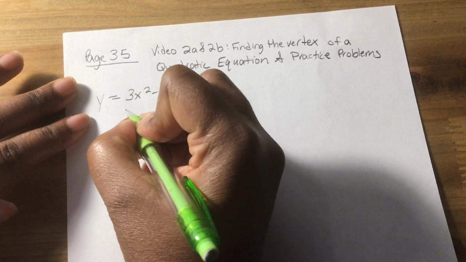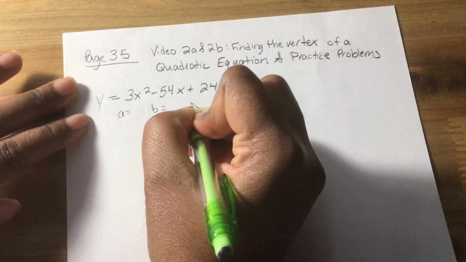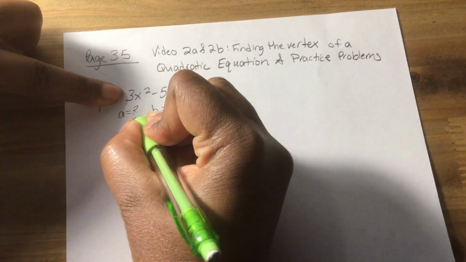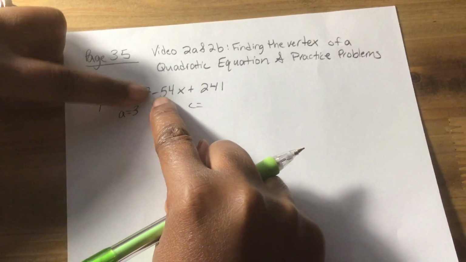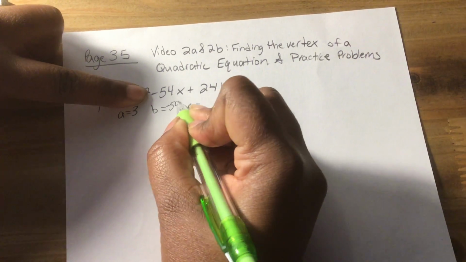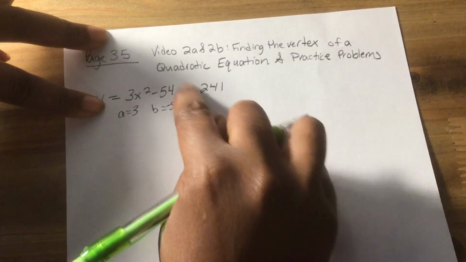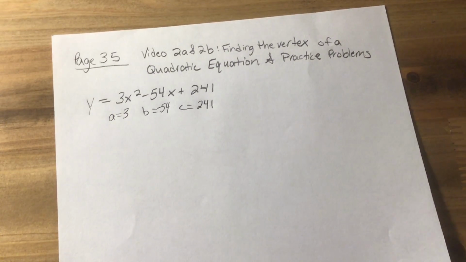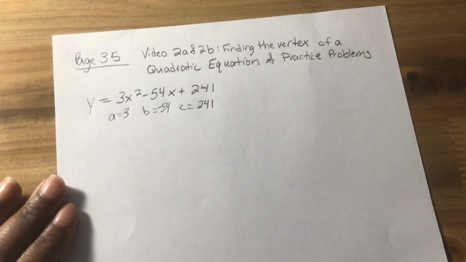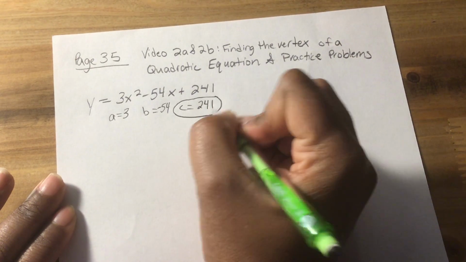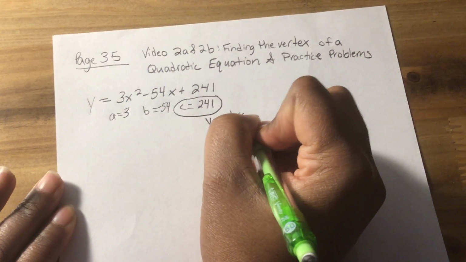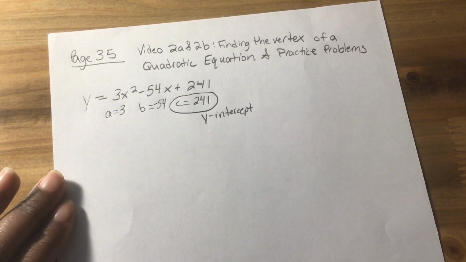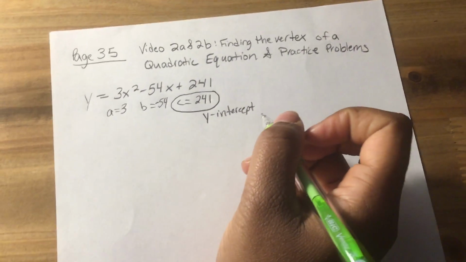So the first thing we're going to label is our A, our B, and our C of a quadratic function. Our A is attached to the x squared term, which is 3. Our B is attached to the x term, which is negative 54. And our C is a constant, the number that has no variable attached to it, which is 241. By the way, that is also our Y-intercept. C is always going to be your Y-intercept. That's your starting amount, where the parabola is going to cross the Y-axis.